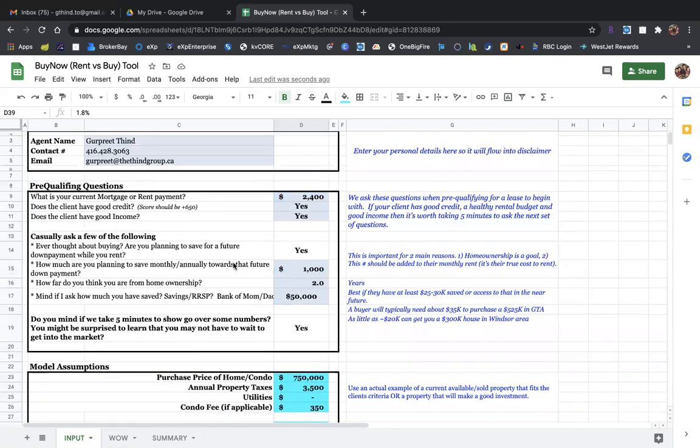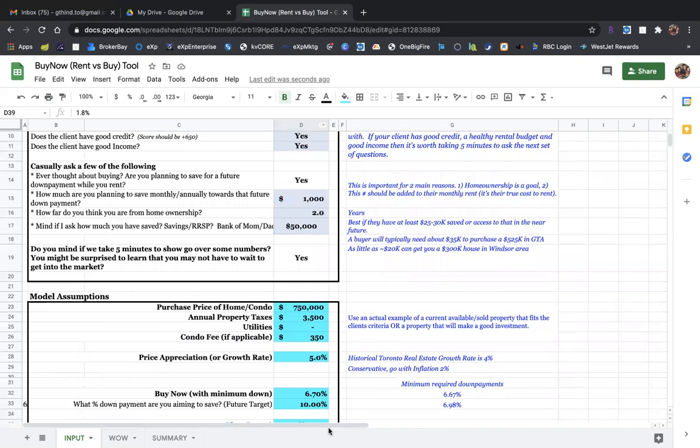So we've got the information. We've entered the potential property here. Any questions at this point, guys, before I go to the summary page to show you?